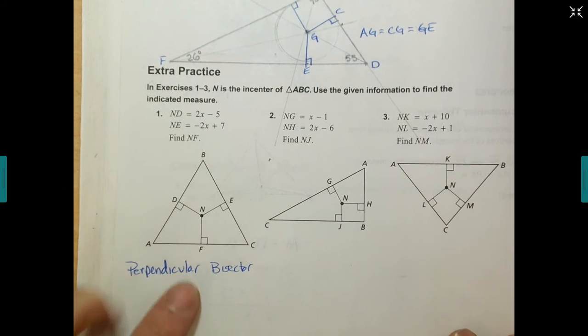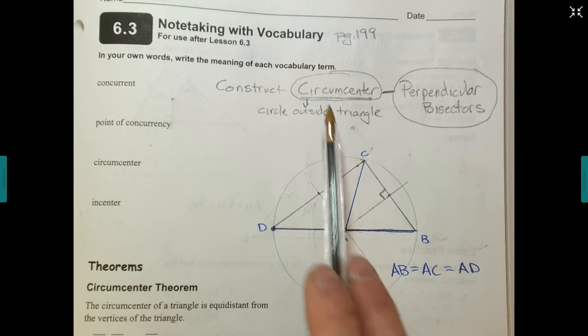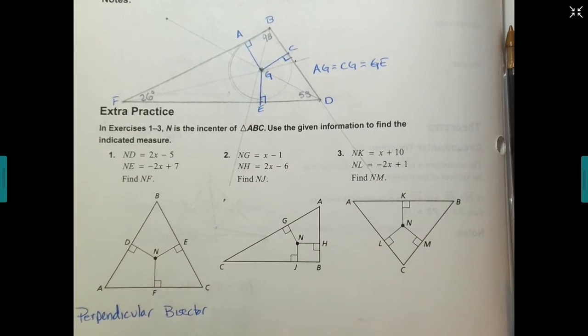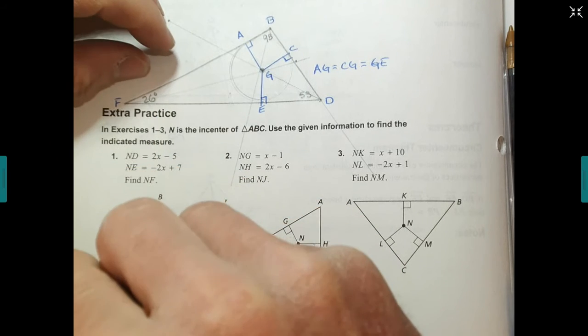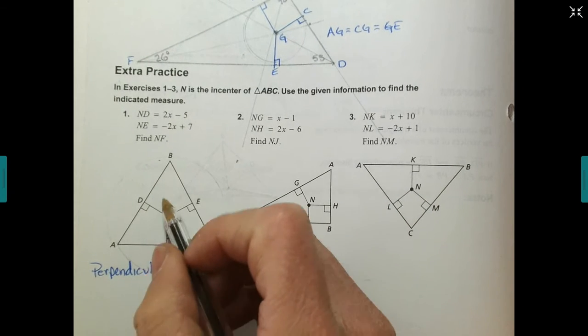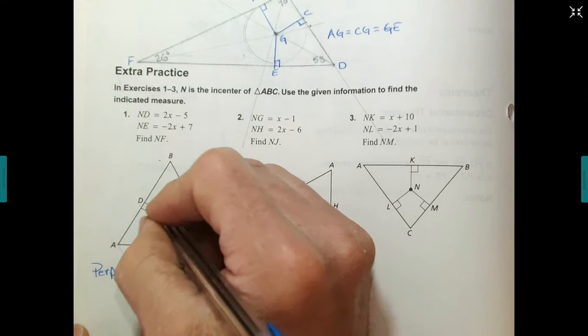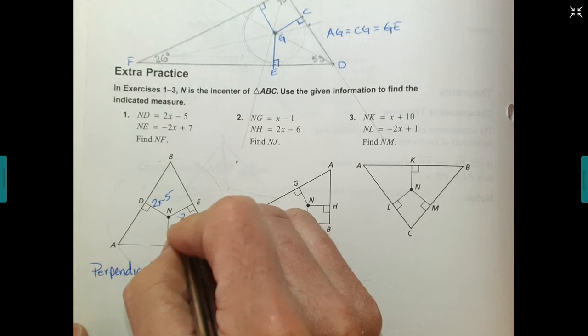Because it's a perpendicular bisector, I'm going to look. Let me see. Oh, nope, it's not an angle bisector. It is a perpendicular bisector, so I'm going to be dealing with the circumcenter. Just to make sure I understand it, I'm going to draw a little diagram with my broken protractor. And I'm also going to label this ND 2x minus 5. NE is negative 2x plus 7.